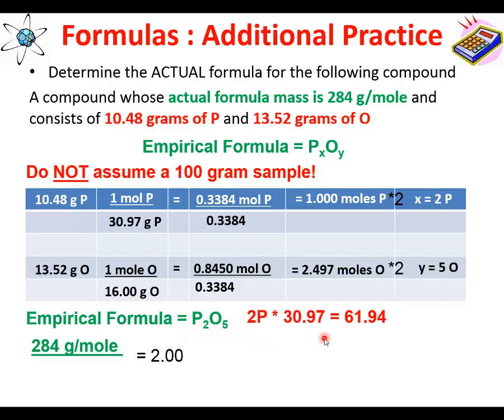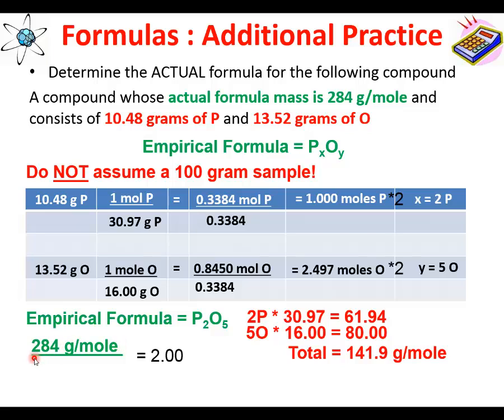Now, I can find the molar mass from the empirical formula by taking 2 phosphorus atoms in the formula times their molar mass at 30.97. Gives me 61.94. I have 5 oxygens times 16 for the molar mass for oxygen. That gives me 80. If I add those up, that tells me a 1 mole sample would weigh 141.9 grams per mole. Notice that does not match the actual formula mass of 284 that we were told.